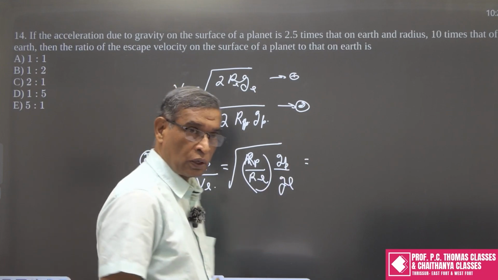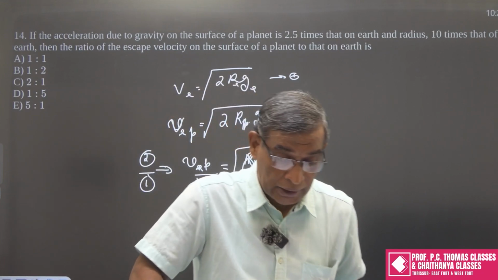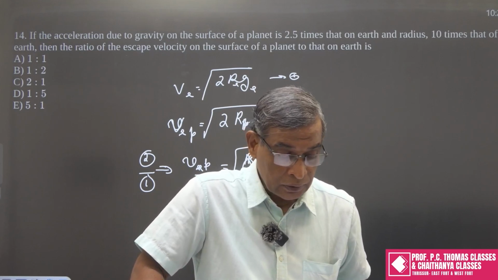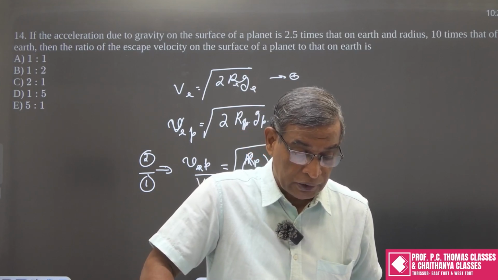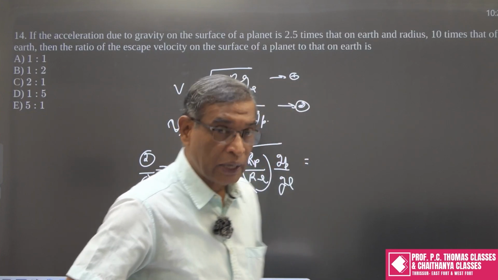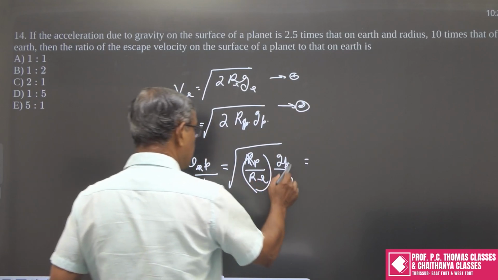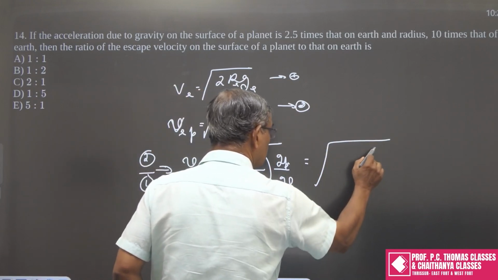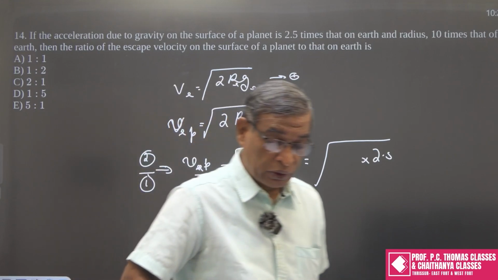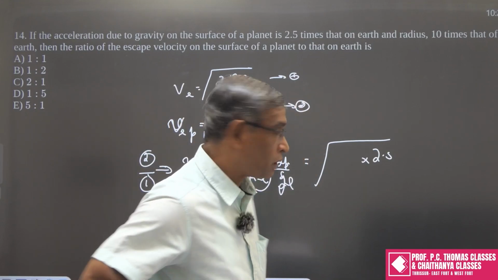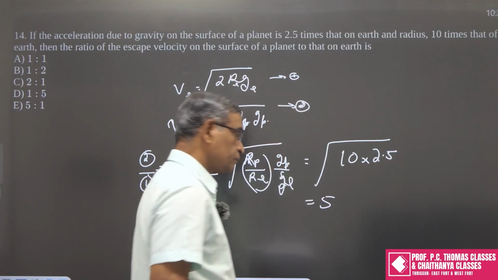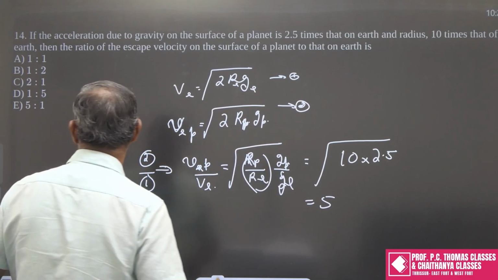The radius ratio is given, and the acceleration due to gravity on the surface of the planet is 2.5 times that on Earth, so Gp by Ge is 2.5. The radius ratio is given as 10 times that of Earth, so this is 10. So the answer is 5:1.